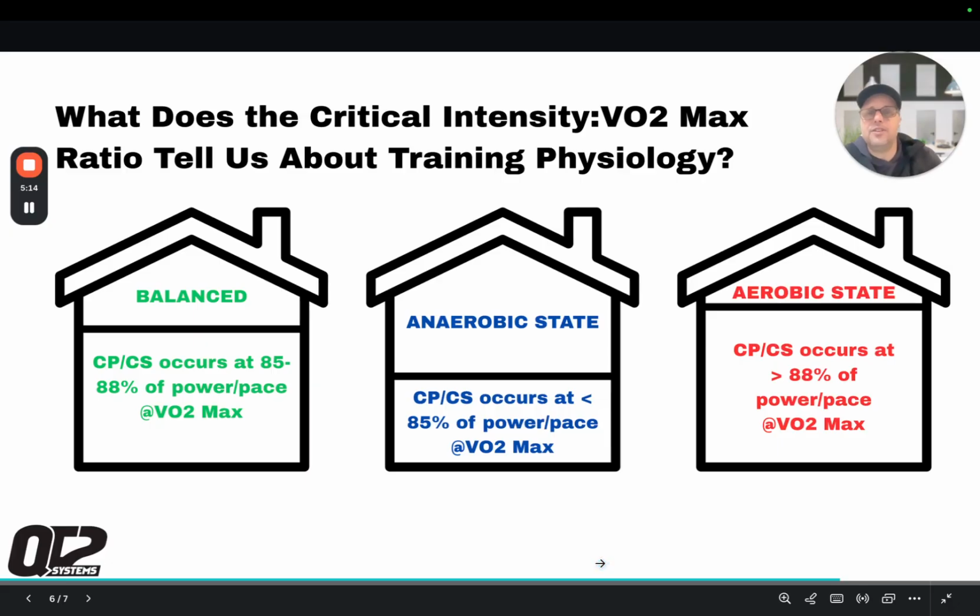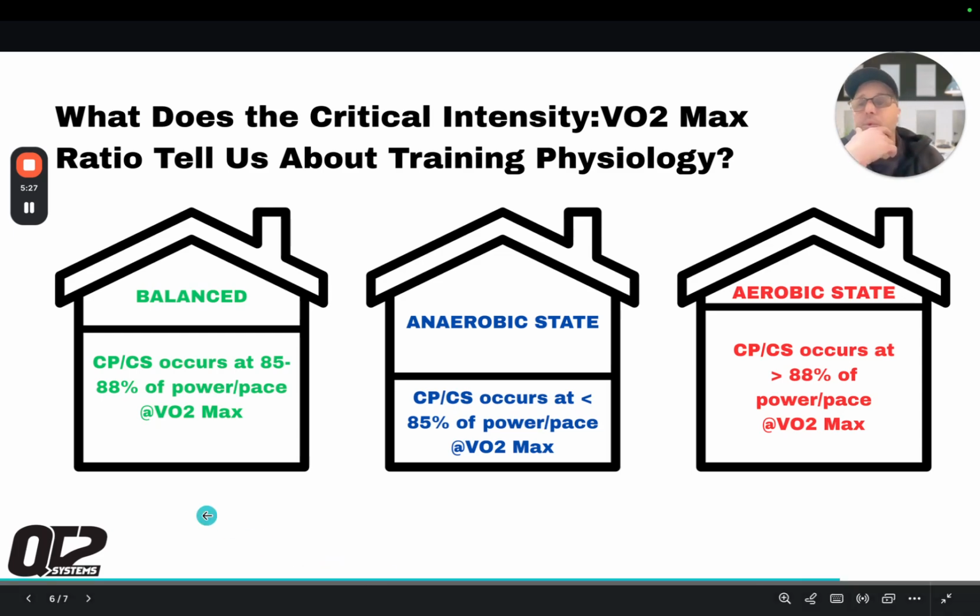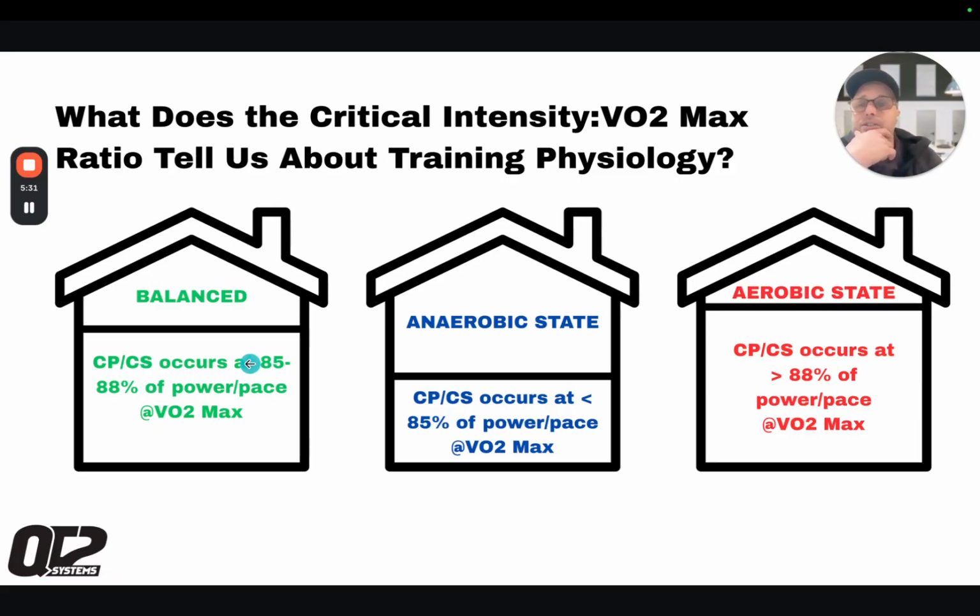So what does the critical intensity to VO2 max ratio tell us about an athlete's training physiology? Really, it defines the size of the athlete's physiological attic space, right? When we have a critical power or critical speed that occurs somewhere between 85 and 88% of power or speed at VO2 max, then that athlete is considered to have a well-balanced attic space. They are in a physiologically balanced state.